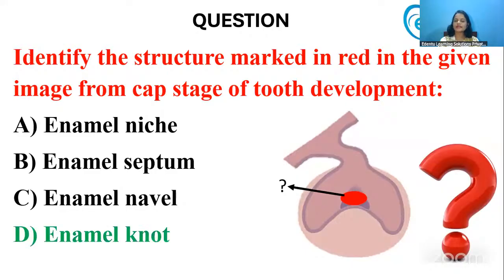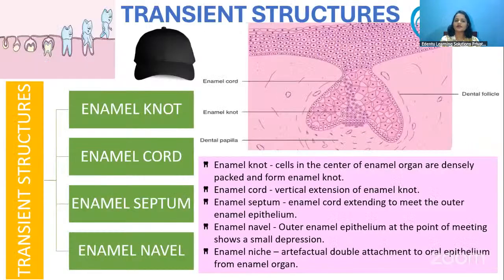In the cap stage, there are special structures that are called the transient structures. Transient structures means these structures will be present only for a limited time in the cap stage. When the cap stage progresses to the bell stage, these structures will disappear. Such structures are called the transient structures.